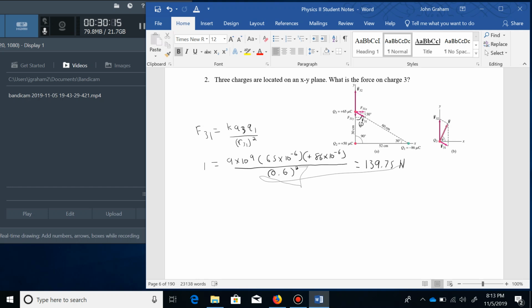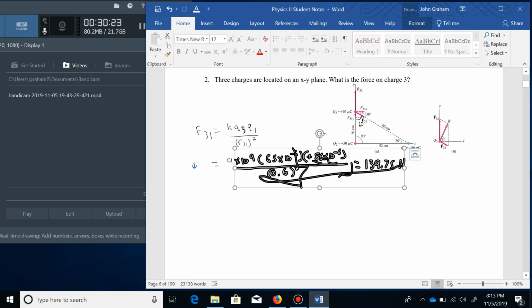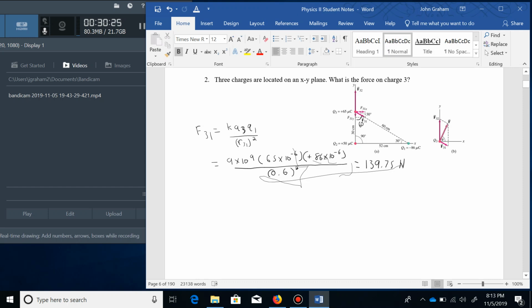And I wish it wouldn't do that so much. Okay, see if I can delete that. Oh, so it just wants to delete everything. Okay, try not to do that as much as I can. So this is 139 newtons, and this is from 3 to 1. And this is the overall force from 3 to 1.